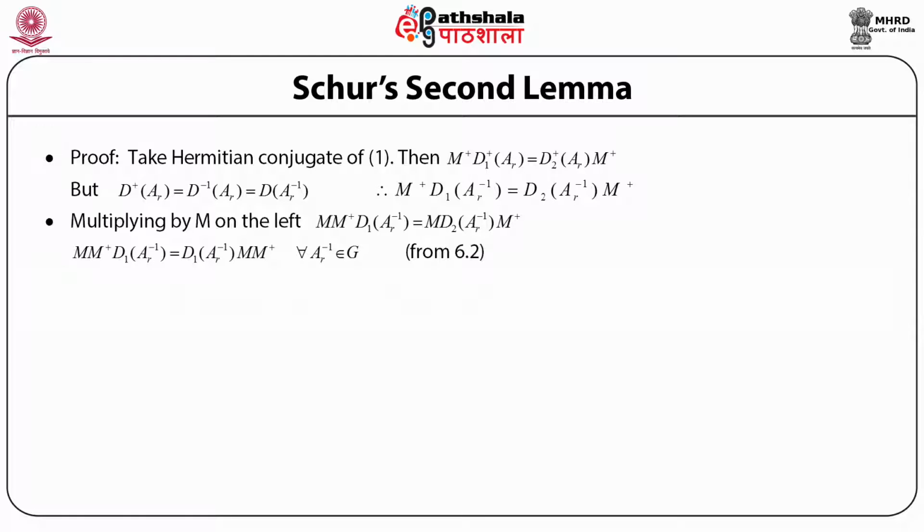Multiplying this by M on the left, we get M M dagger D1(AR inverse) is equal to M D2(AR inverse) M dagger. Therefore, M M dagger D1(AR inverse) is equal to D1(AR inverse) M M dagger for all AR inverse belonging to the group G. Therefore, by Schur's first lemma, M M dagger is equal to C times I, where I is a square matrix.